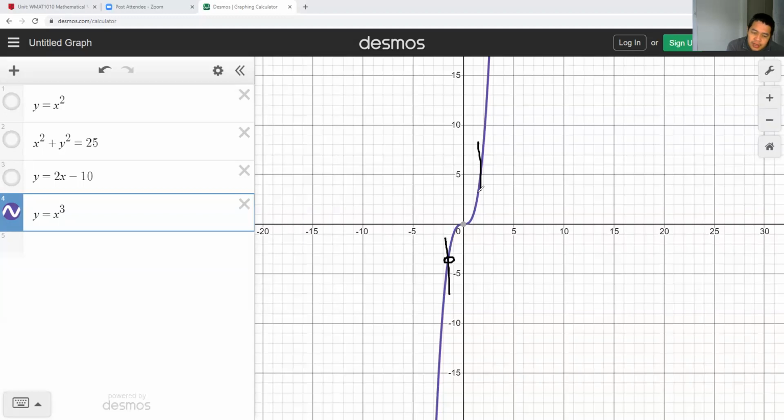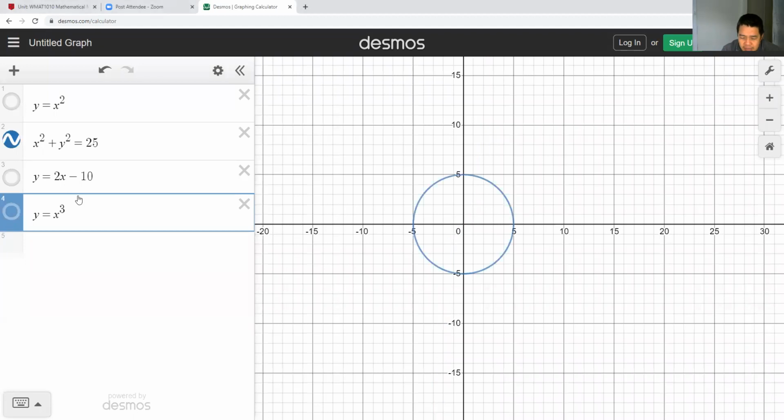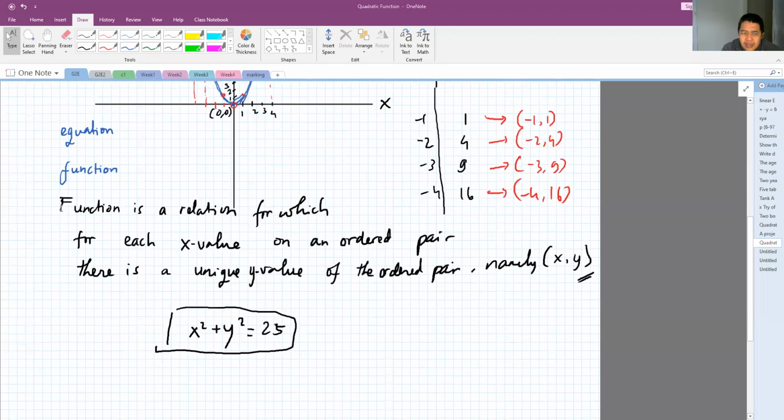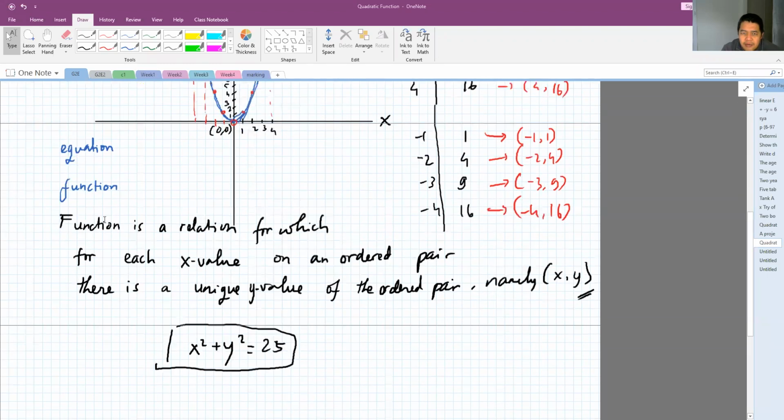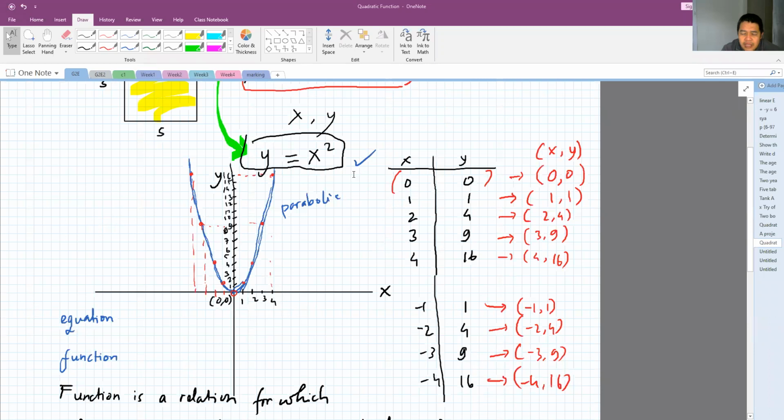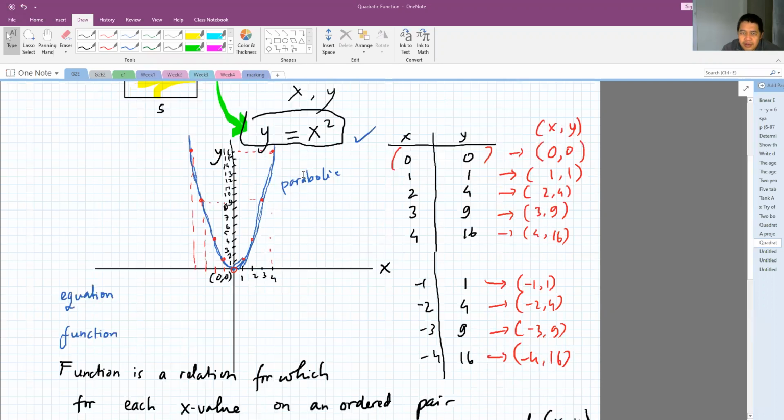Because you can have either an equation, like the equation of a circle, or you can have what is called a function. The next discussion, I will talk in more detail about the quadratic function. The general form of it will be something like this: y equals x squared, but you can also have some additional terms. We'll talk about it later.